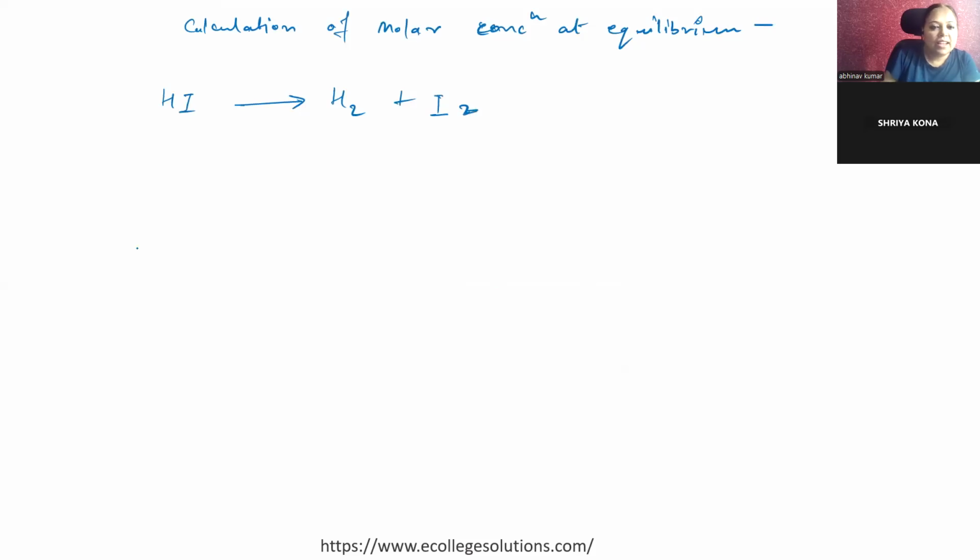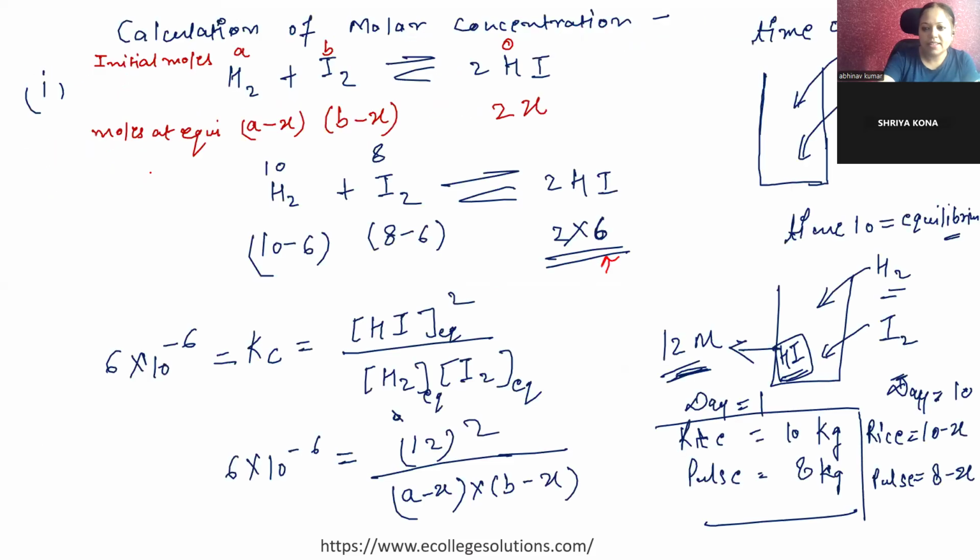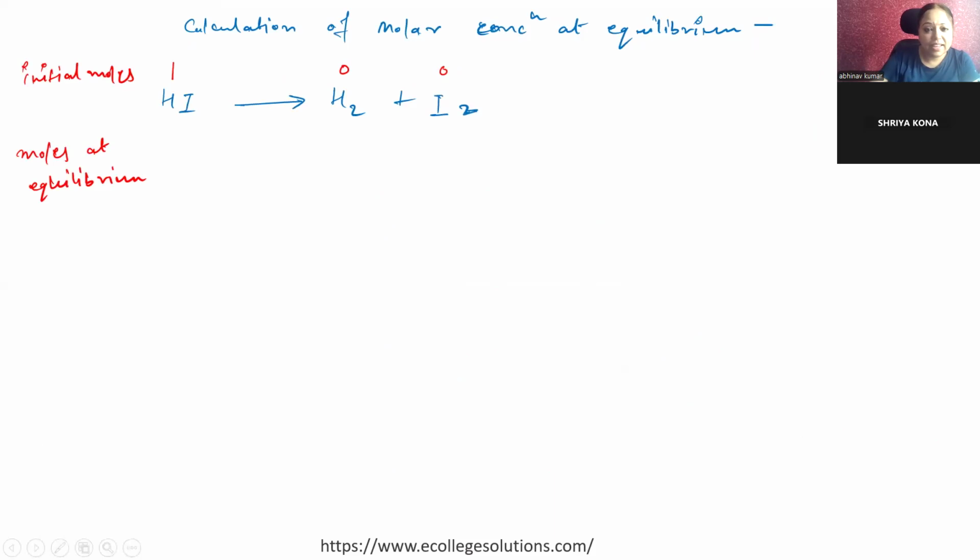It is given. Let's say you have started with initial moles. Initial moles of HI, let's say it is 1, and initially these two will be 0, right? And moles at equilibrium, right? Let me take the example which I have taken. I have given the reverse thing. Let me just erase it. Although you can do it like this as well.